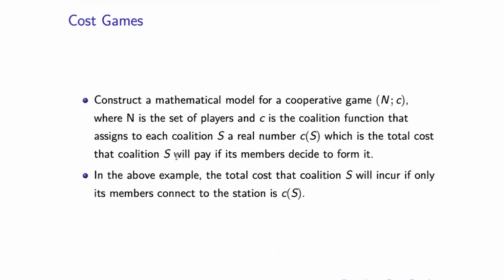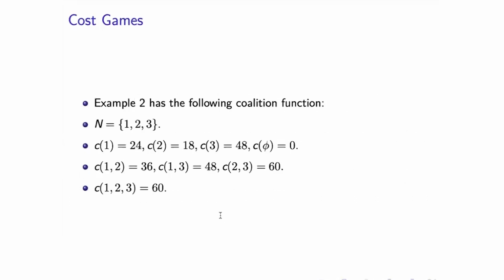The way in which we are going to do it is to think of it as a cooperative game, where instead of the usual N and V, we have N and C. N is as usual the set of players, and C is the coalition function that assigns to each coalition S a real number C(S), which is the total cost that the coalition S has to pay if the members decide to form it. In the context of the above example, the total cost that the coalition S will incur only if its members are connected to the station is given by this C(S).